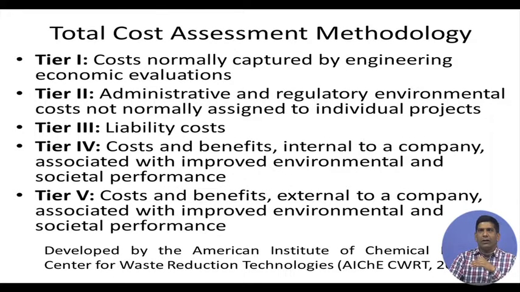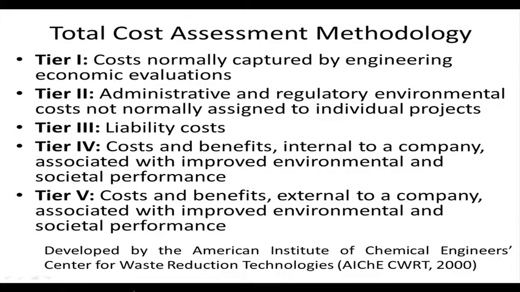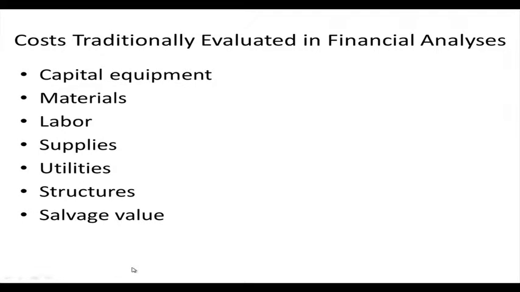So how do we go about this total cost assessment methodology? We go for tier 1, the costs normally captured by engineering economic calculation. Then we go to tier 2, the administrative and regulatory environmental costs not normally assigned. Then liability costs in tier 3. Tier 4 takes into account costs and benefits internal to a company associated with improved environmental and societal performance. Then tier 5 looks at costs and benefits external to the company. So all these different costs, as much as possible, are quantified, and then you add them up to get the total cost associated with that.